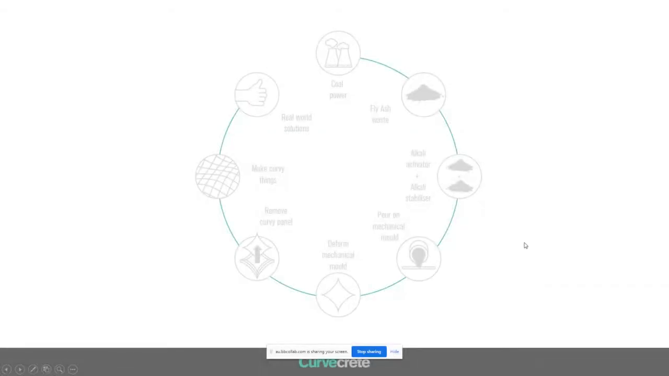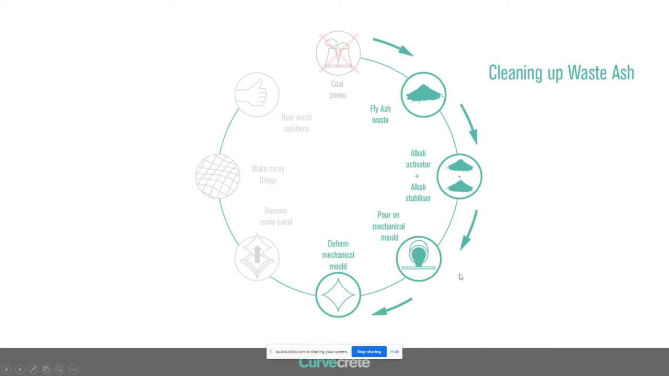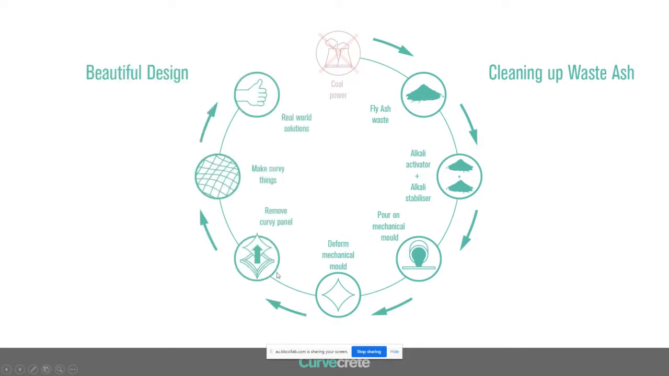That was a robotic formwork doing its thing. So it's a ruled surface geometry, and basically the process is that you pour the geopolymer low carbon cement, which is about 80% less carbon emitting, onto the mechanical mold. You deform the mold and then remove curvy panels, make curvy things.